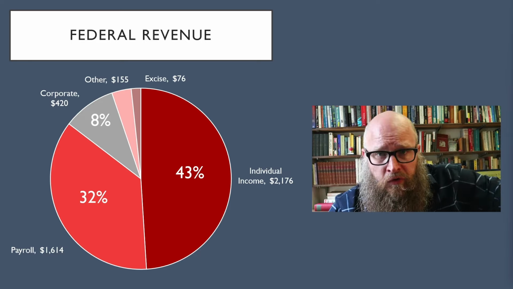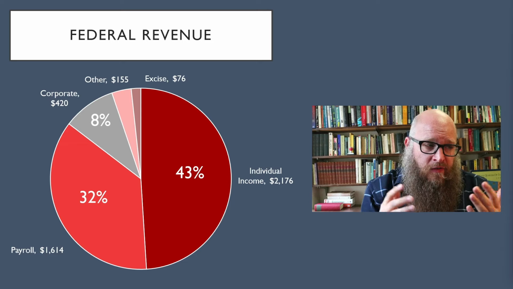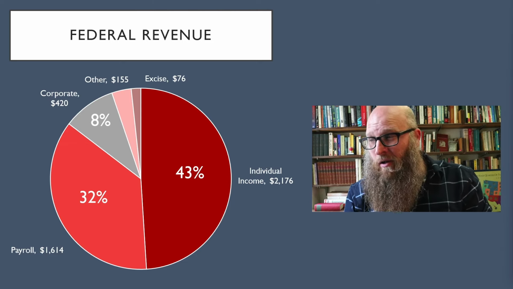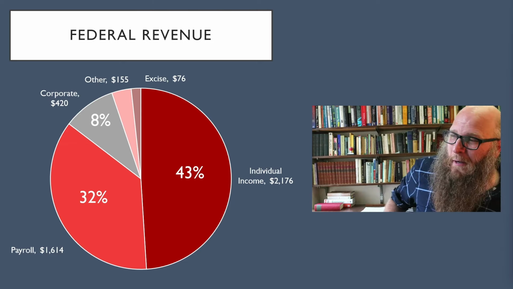Corporate taxes are 8% of federal revenue, and then we have other types of taxes and fees and charges. And then excise taxes are $76 billion. Not a big chunk of what's going on. But again, I just got to keep you in mind, I can't say it enough, the individual income tax accounts for less than half of federal revenues. It's the biggest, but it's still less than half. Payroll is the underappreciated tax pony that we're all paying.